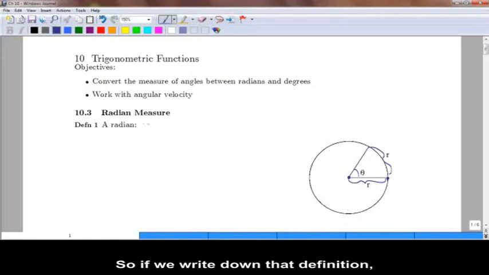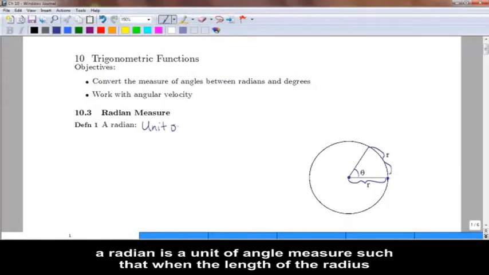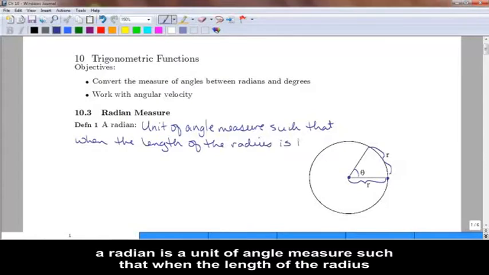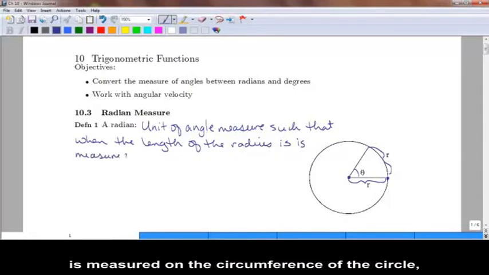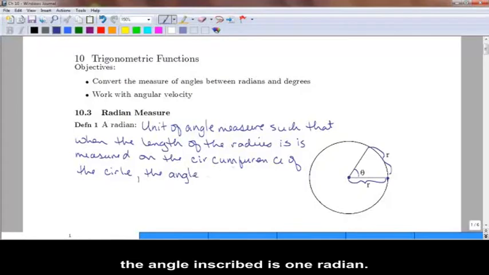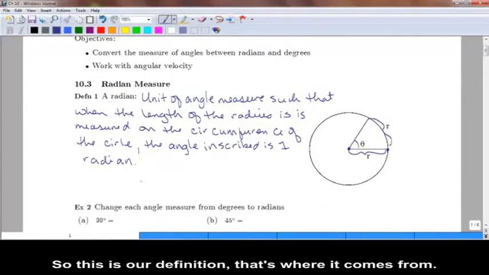So if we write down that definition, a radian is a unit of angle measure such that when the length of the radius is measured on the circumference of the circle, the angle inscribed is 1 radian. So this is our definition. That's where it comes from.